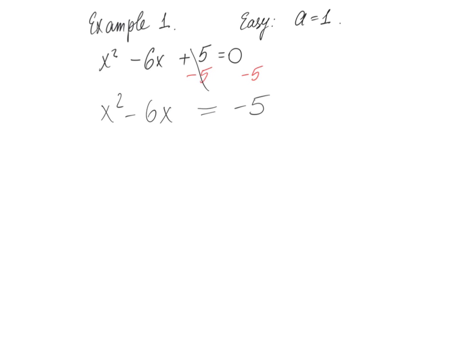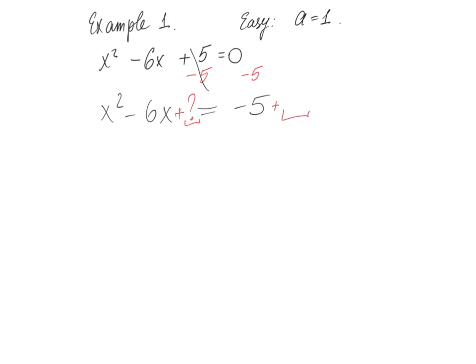So now we want to transform this part of the equation into a perfect square trinomial. So we will have to add something to make it a perfect square trinomial. Of course, we will have to add the same something to the right side, so we keep our equation balanced. The question is, what is that number that we need to add to both sides?